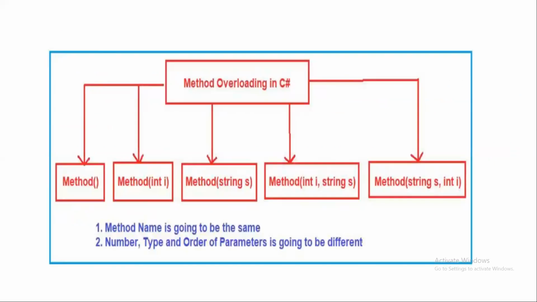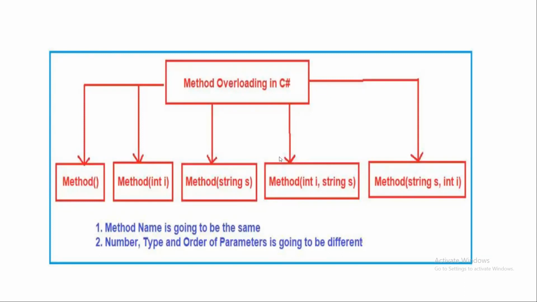Okay, so this is what I was trying to explain. Method overloading means the method name is the same, but in the first one you are not passing any parameters, in the second one you are passing only an integer, in the third only a string, in the fourth you can pass an integer and a string, then you can swap the string and integer. So the method name is the same, rather the parameters are different.